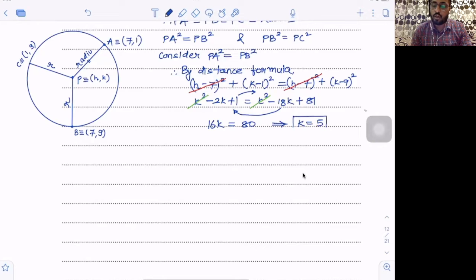See, I've got the y coordinate. So (h, k) is the x and the y coordinate of the center. I've got the value of k, which is 5. So that's my first answer, right? k is equal to 5.